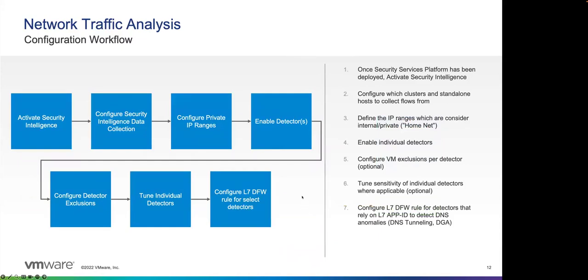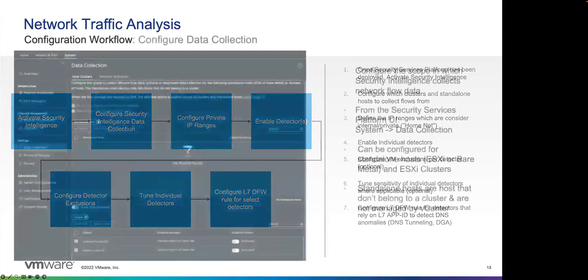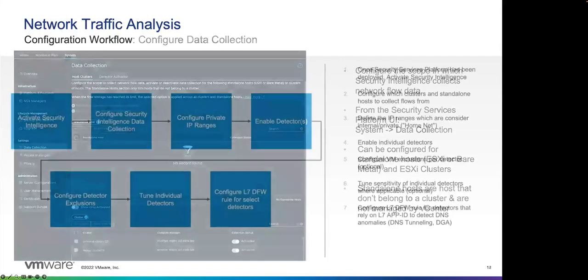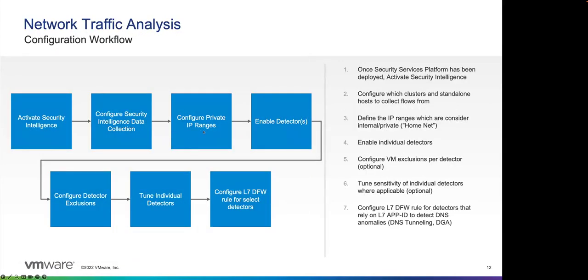Network traffic analysis configuration flow, basic configuration, what it looks like. You're going to activate security intelligence and configure security intelligence. Configure your private IP addresses, enable your detectors, configure detector exclusions, and tune individual detectors to meet the requirements of your SOC operations. And configure L7 DFW rules as needed for punting different packets, for when we want to do DNS inspection and other things, where we need to look at the actual packets.